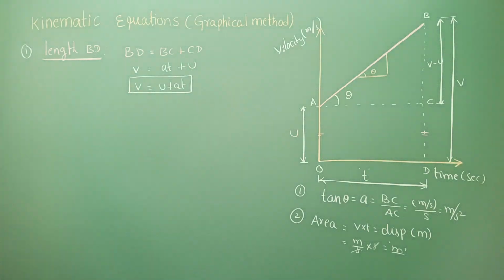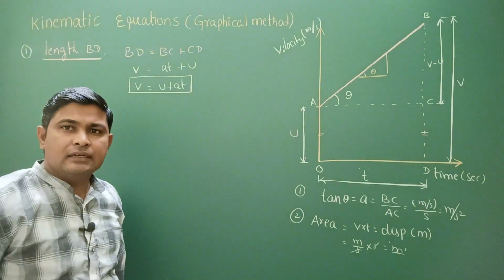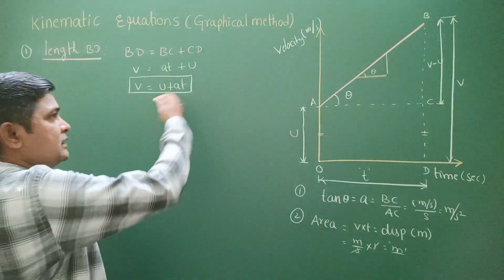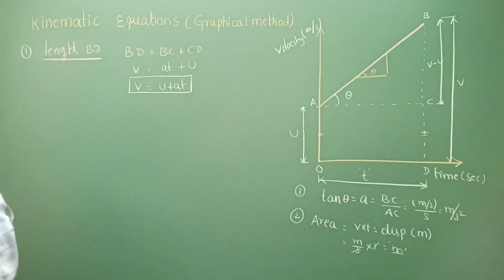That's all. So just now I told, length calculate cheyadam vaste equation derivation vachesindi. That is from the graph directly. Now second equation.